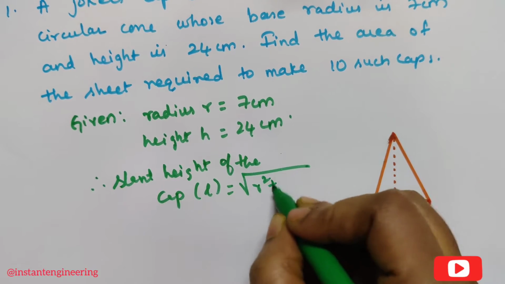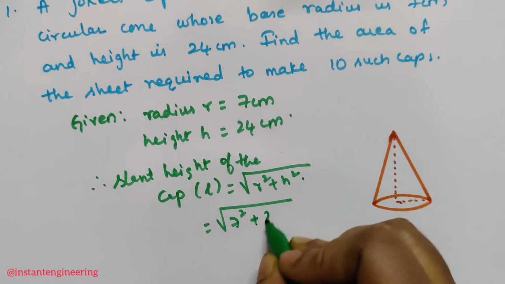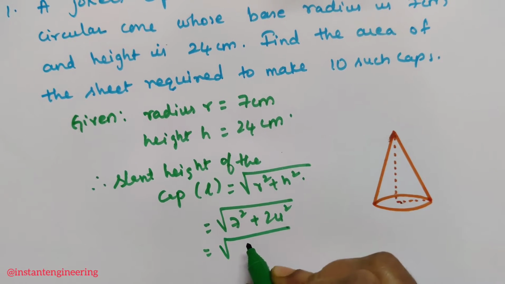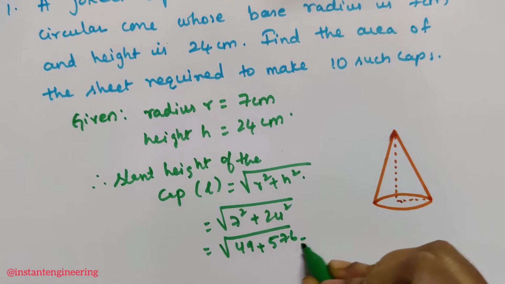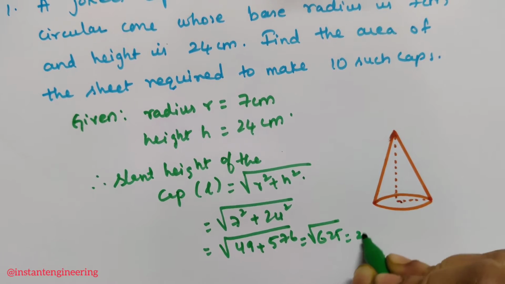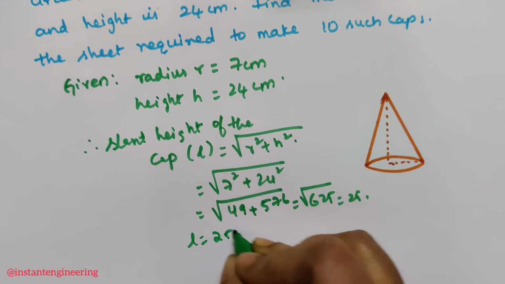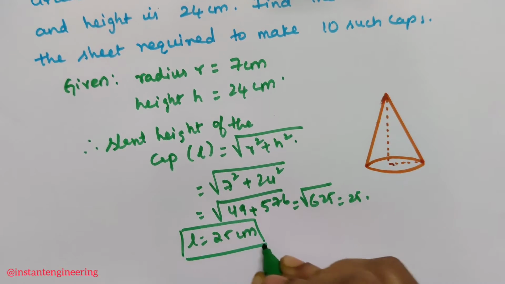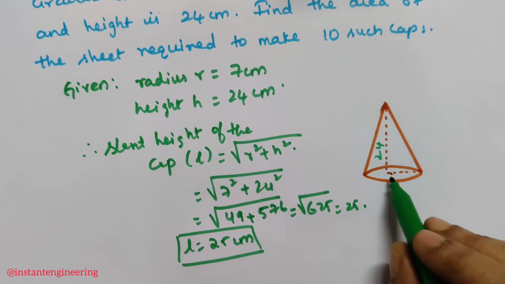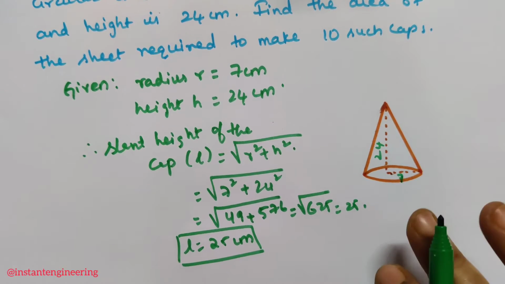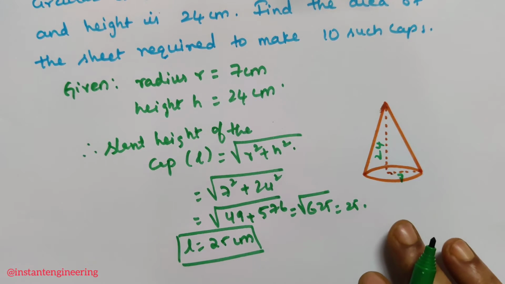L is the square root of r square plus h square. So 7 square plus 24 square is 49 plus 576. This becomes root 625, that is 25. So you got the L value, right? L is 25 centimeters. According to the question, this is the height, 24, and this is the radius.